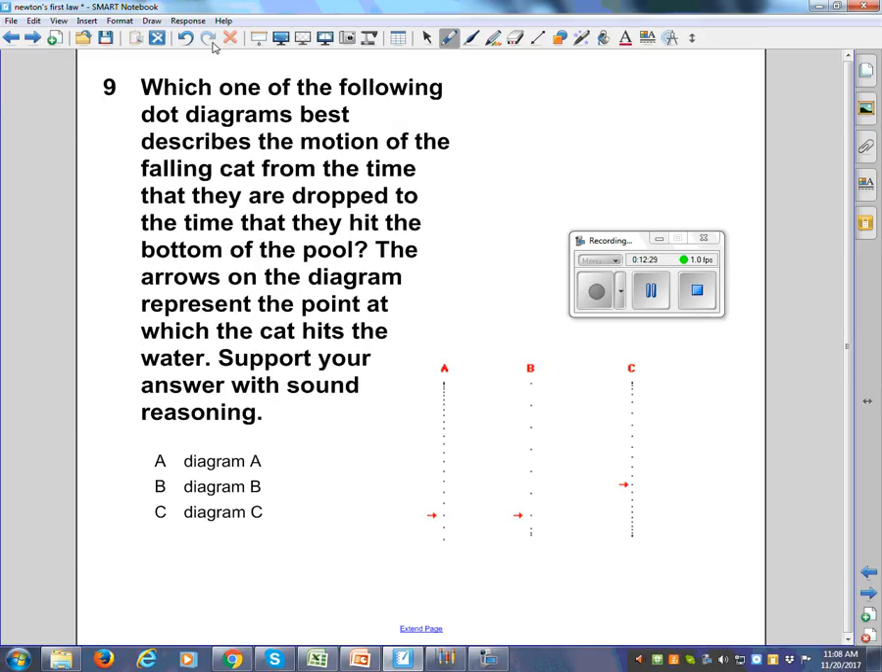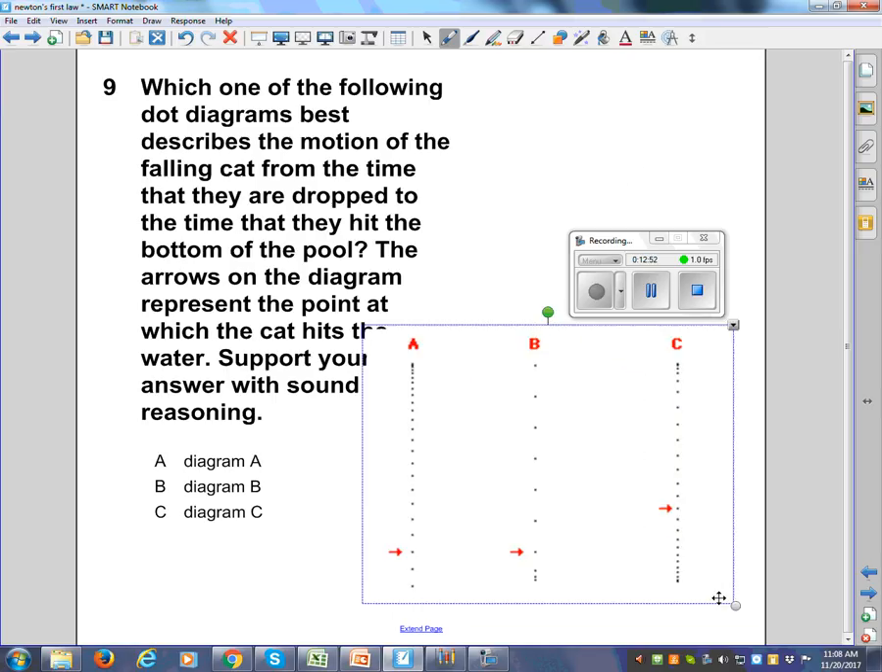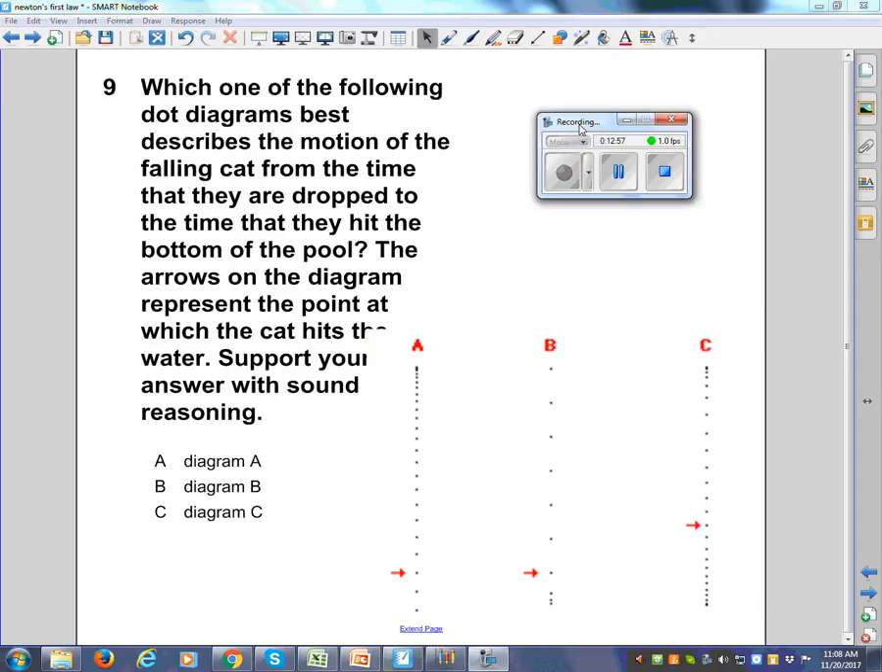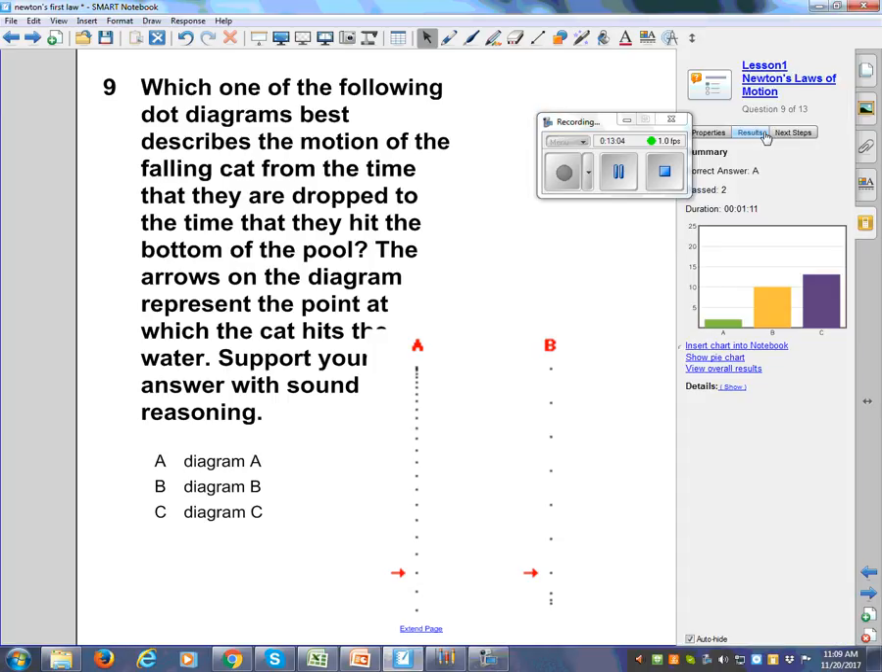Doesn't necessarily have to be a cat, could be any object. Which of the following dot diagrams best describes the motion of the falling cat? From the time that they drop to the time they hit the bottom of the pool, the arrows on the diagram represent the point at which the cat hits the water. Support your answer with sound reasoning. So, now that we know it's constant velocity, which one of those is correct? And I probably should make this a little bit bigger, eh? Yeah, it's pretty tough for you to see, I agree. Okay, so constant speed, that's when the dots are the same distance apart. So which one is that? It looks like A. The answer is A.